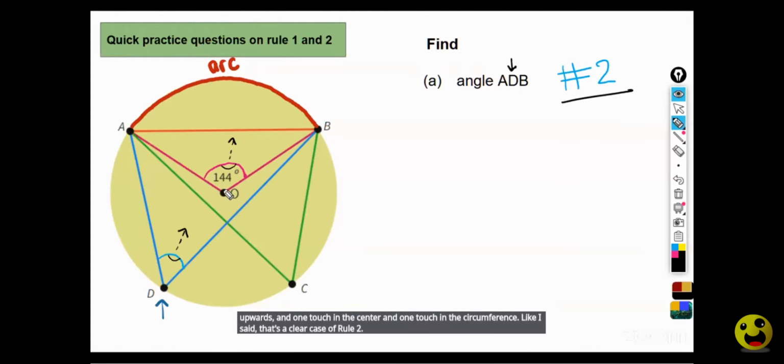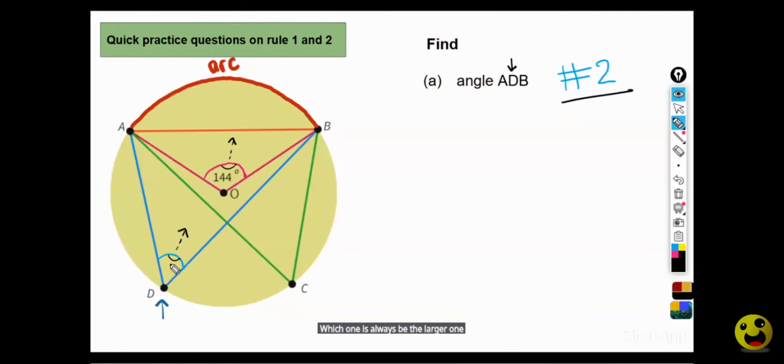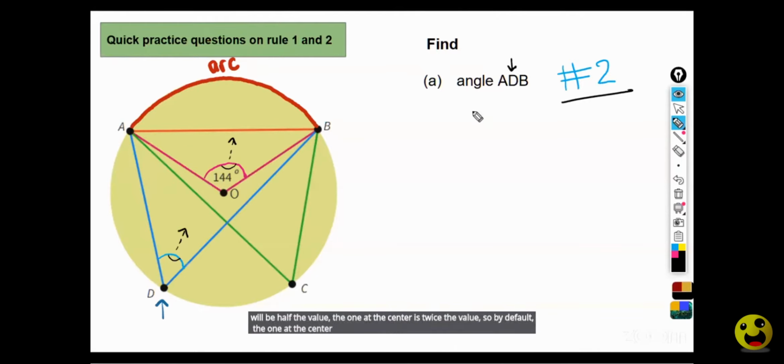Which one will always be the larger one? The center. The circumference will be half the value. The one at the center is twice the value. So by default, the one at the center is twice, and the circumference is half. So if you take 144 and divide it by 2, you're going to get 72 degrees. So this is 72 degrees.